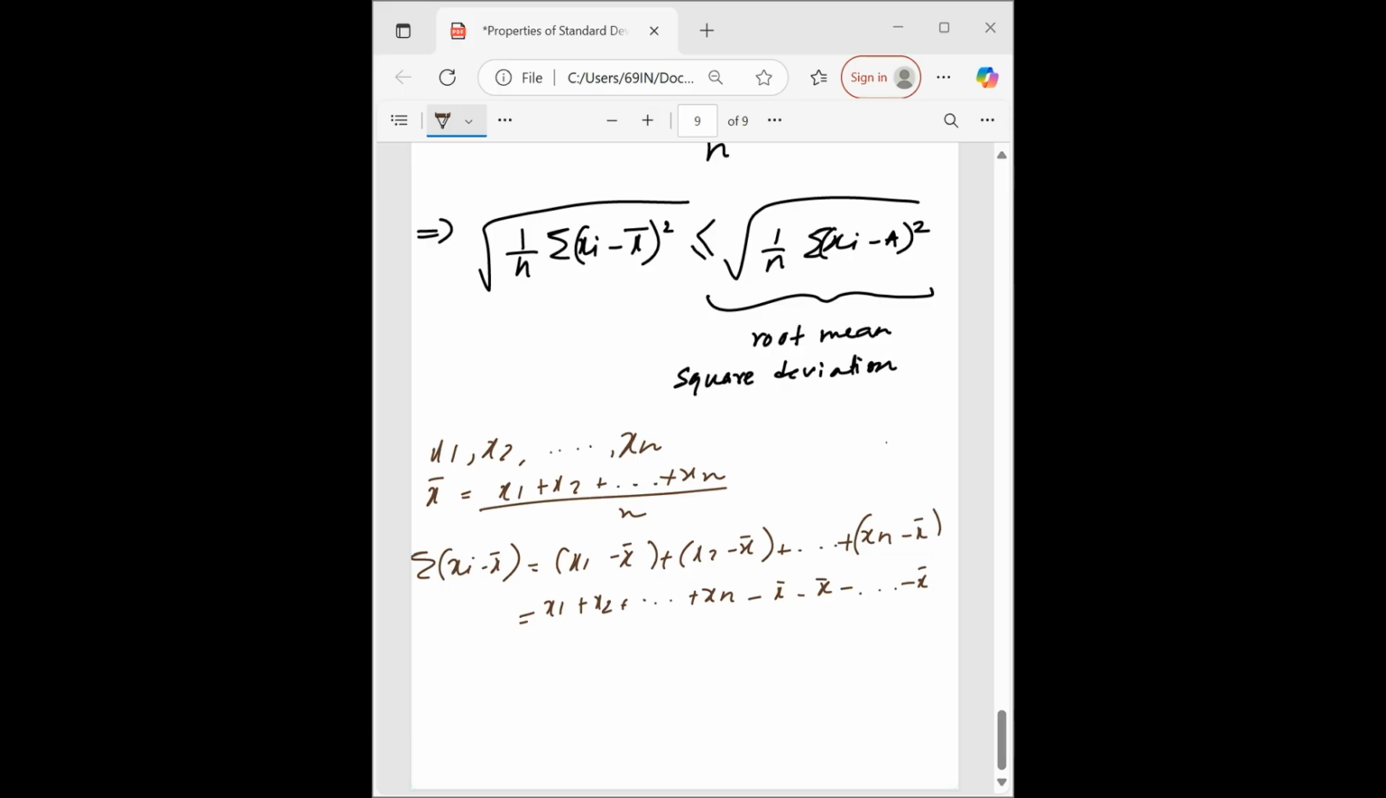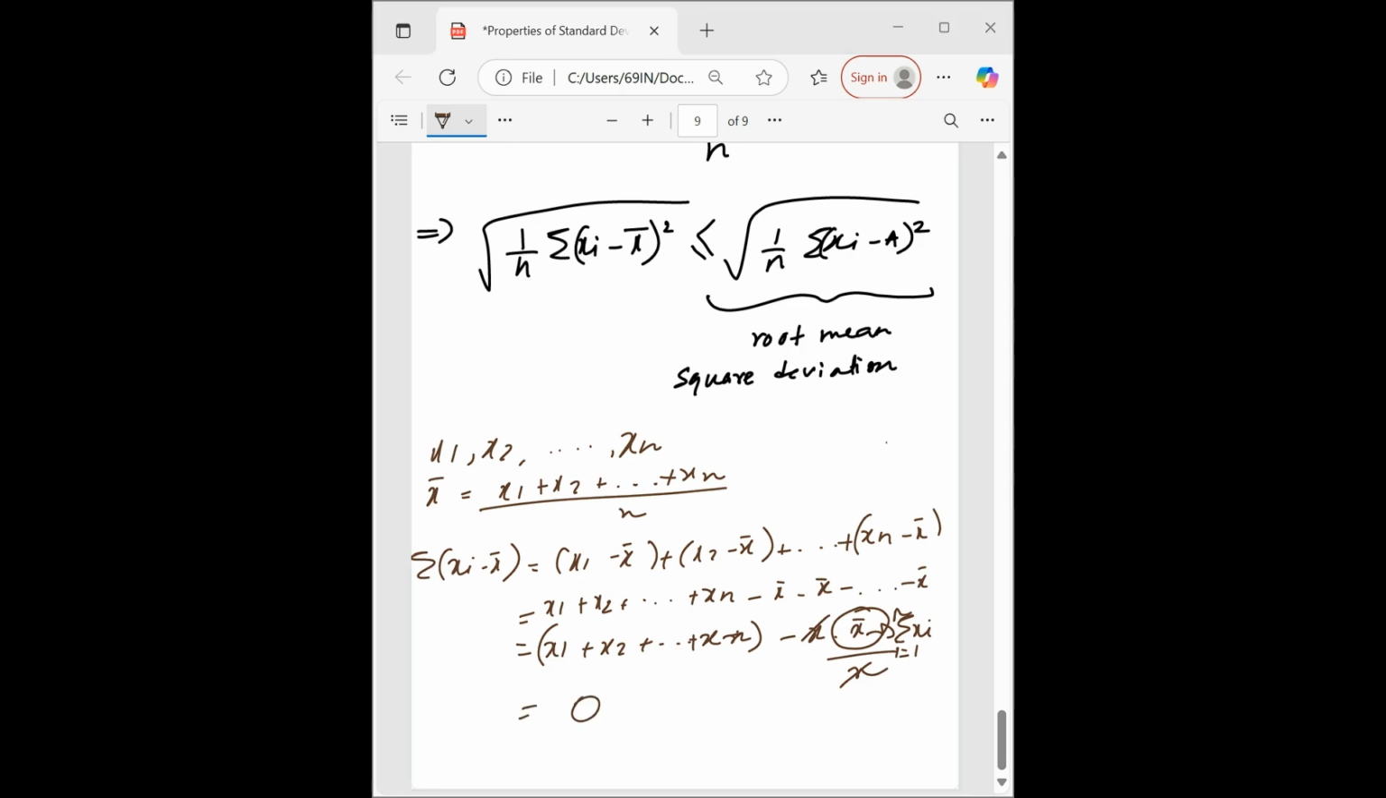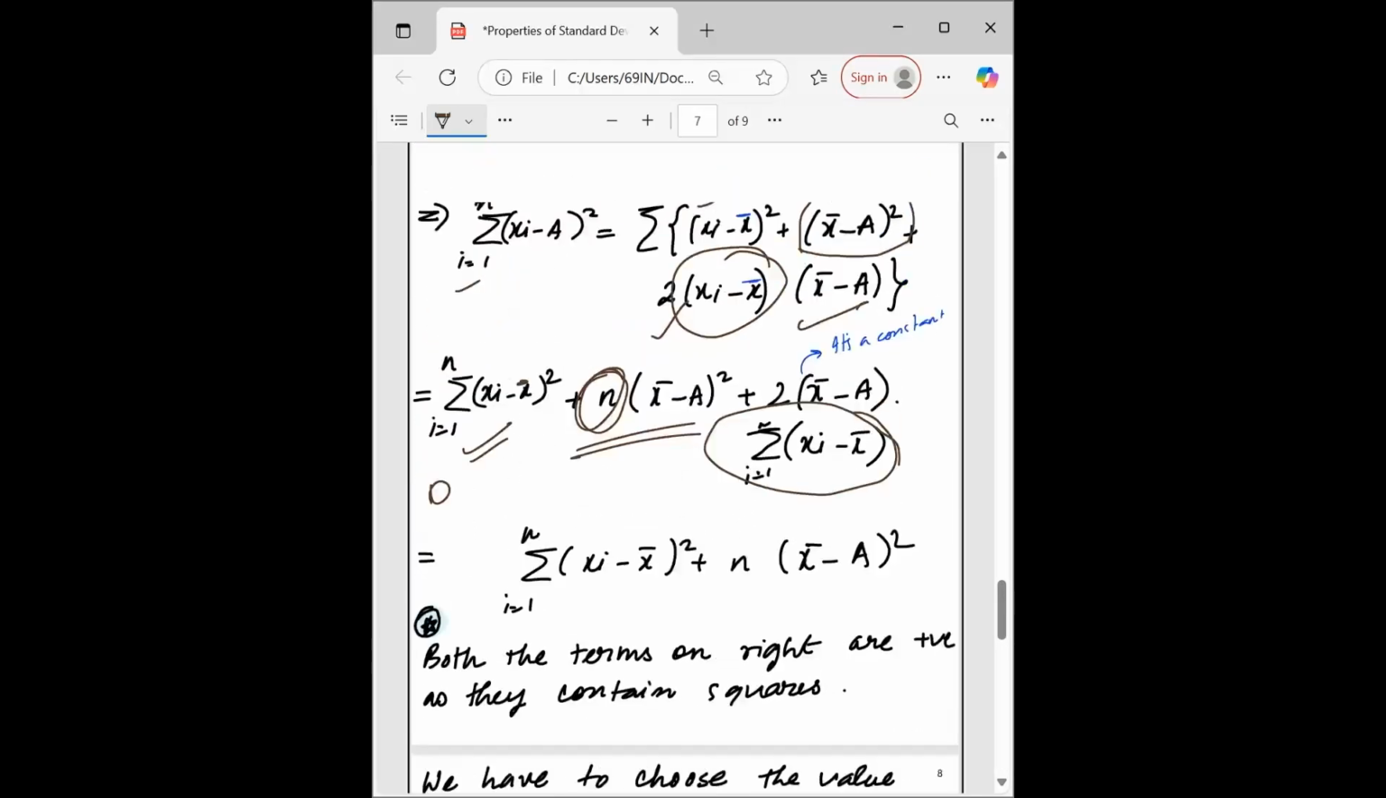So remember how we defined mean, right? We can write this as x1 plus x2, which goes on till xn, minus n into x bar. If you remember how we define mean, it is x1 plus x2 goes on till xn, by n. So if you put it here, the summation of xi with i running from 1 to n, divided by n, we cancel it out here. So what do we get? We get 0, right? So this is the proof for why this part is 0.